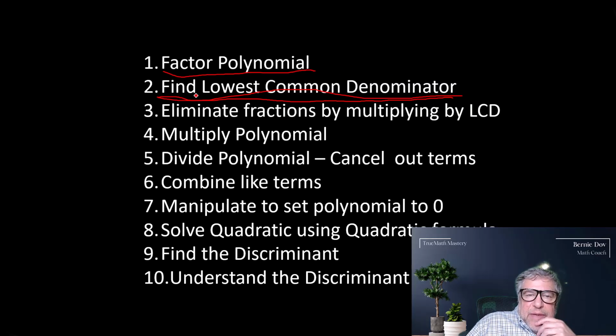And that involves writing a polynomial as a prime factorization. That's another skill. Then you have to know how to eliminate fractions by multiplying: once you find the lowest common denominator, how to get rid of fractions by multiplying by that LCD. Then you have to know how to multiply polynomials. You have to know how to divide polynomials, which means cancel out terms. You have to know how to combine like terms. Then you have to know how to manipulate the algebraic expression to set the polynomial to 0. I'm going to go through all these steps.